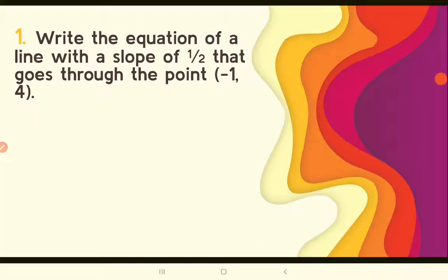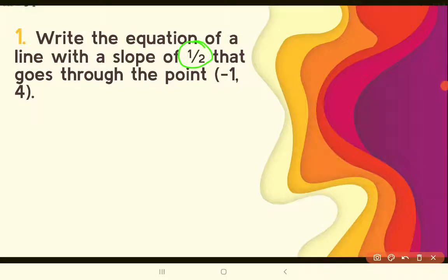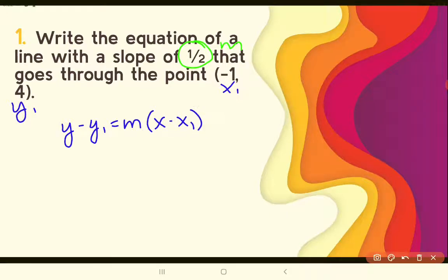It says write the equation of a line with the slope of 1/2, and I'm going to go ahead and mark that. There's M. And it goes through the point -1, 4. So I'm also going to mark that. Here's x1 and here's y1. So all I have to do once I identify those is to plug them into the equation. So here's my equation. Y minus y1 equals M parentheses x minus x1.